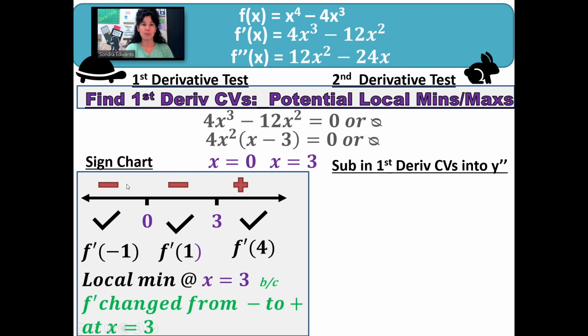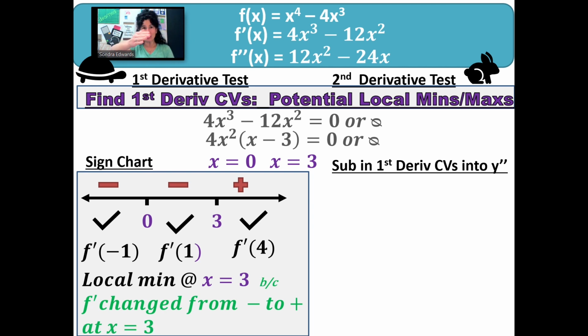Now the reason, remember that substituting a number into the first derivative, it's telling you the slope of the tangent at that x value, but more importantly, if the slope of the tangent is negative, the original function is going downhill. We call that decreasing. So our function was going downhill, it was decreasing, and then by the time we got to x equals 0, the slope of the tangent was 0 for just a second.